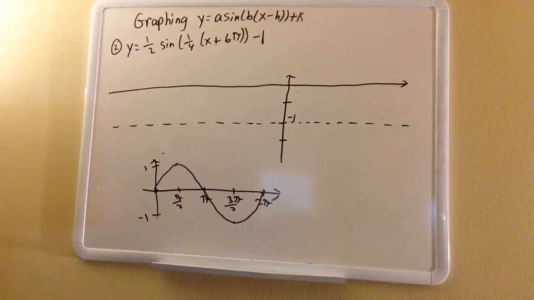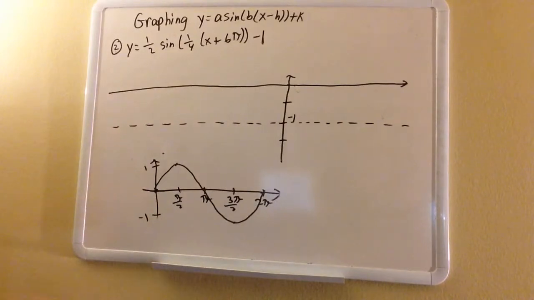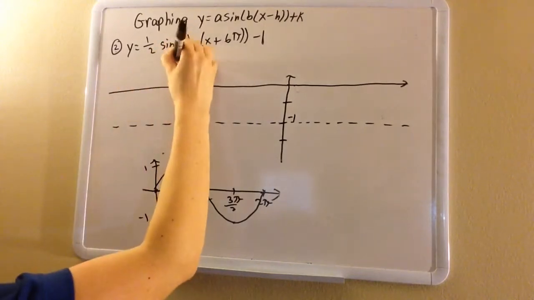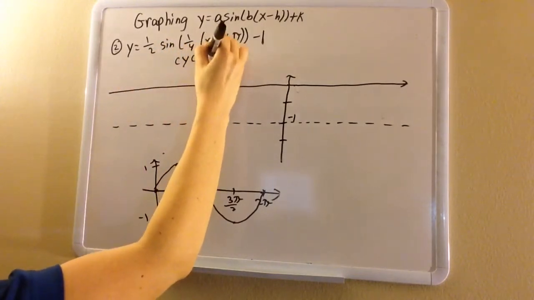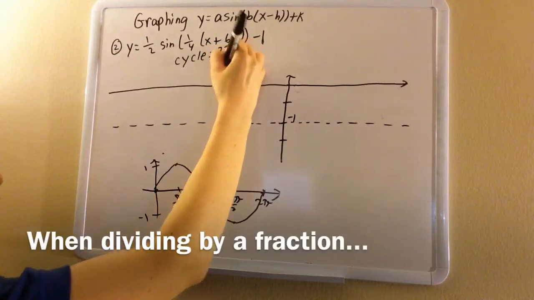Okay, now 6 pi just seems like a really big number, so before I even graph anything out, I'm going to look at the new cycle. I'm going to see what that is, and maybe that will help make sense of the 6 pi. So the length of the new cycle, again, is 2 pi over 1/4.